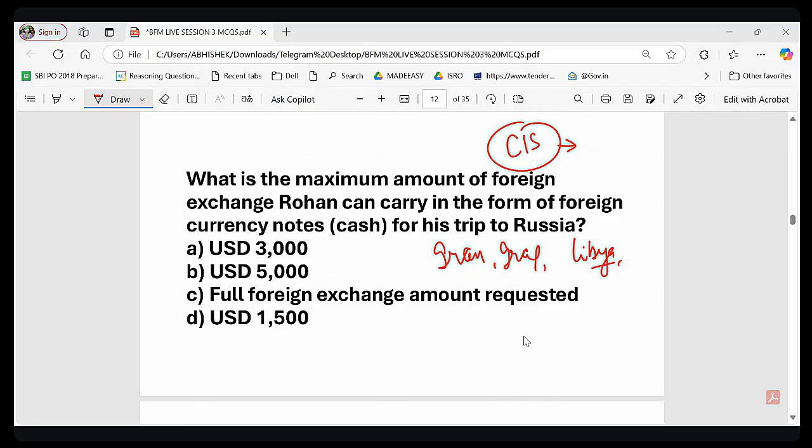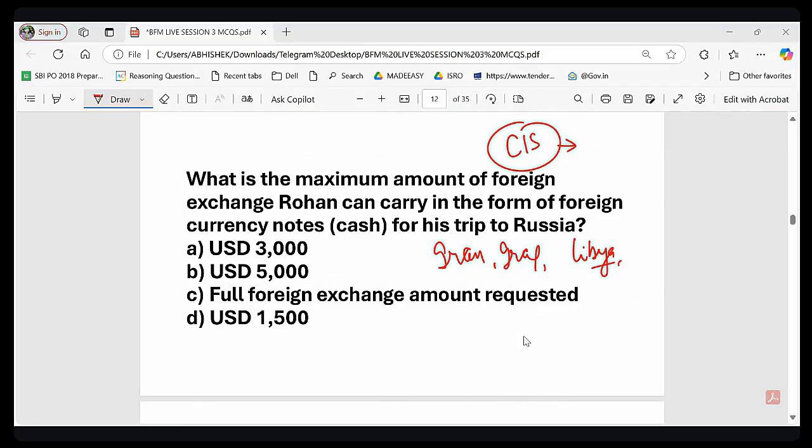Is this clear? Whatever we have talked just now, I have told you that for most of the country, the limit is 3,000 US dollar. But for country which come under CIS, right, the limit is how much? 5,000. Sorry, it is full amount, full foreign exchange amount requested, right?